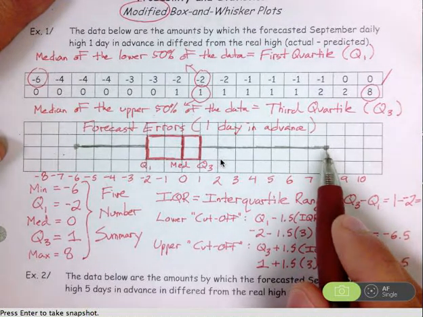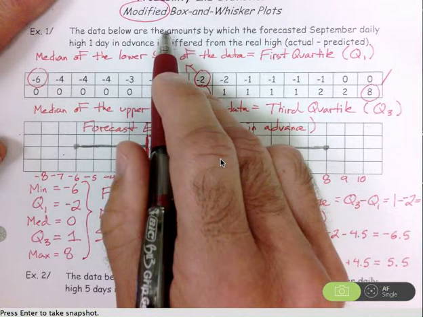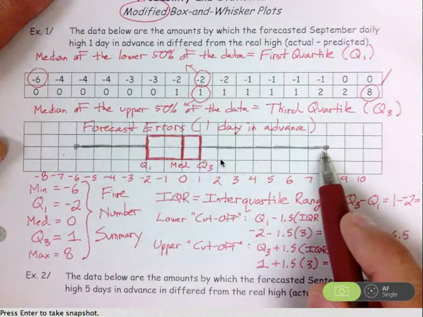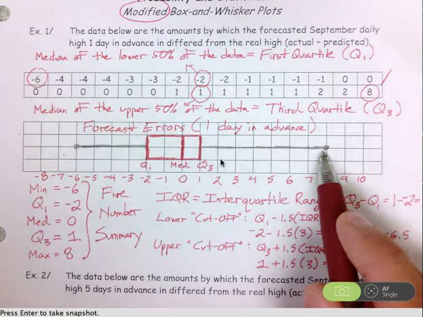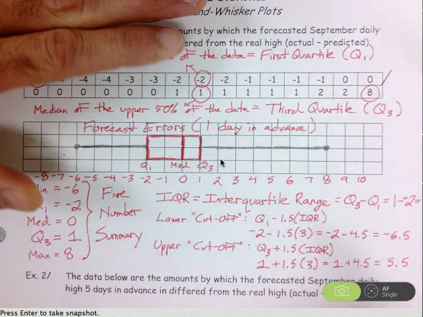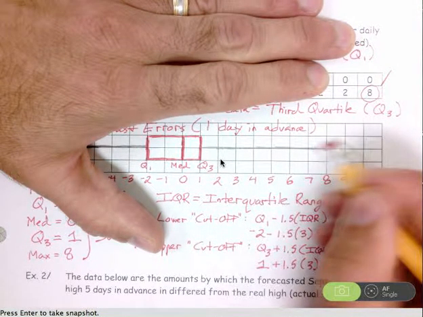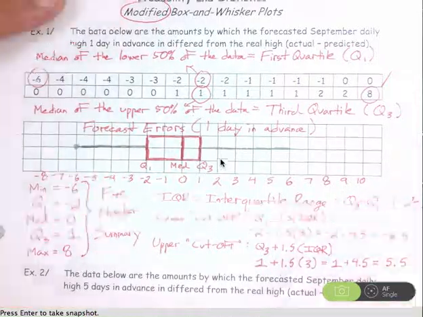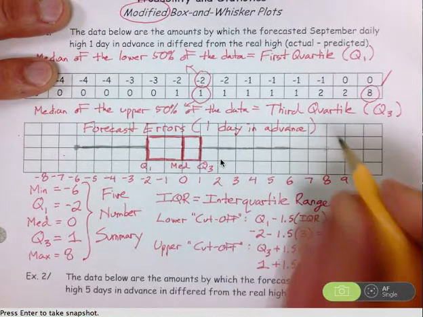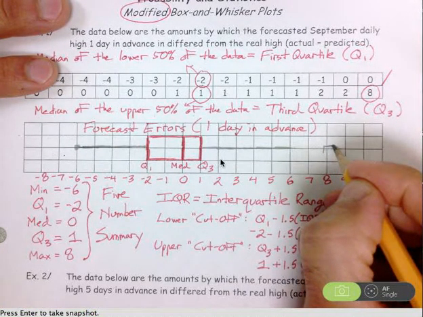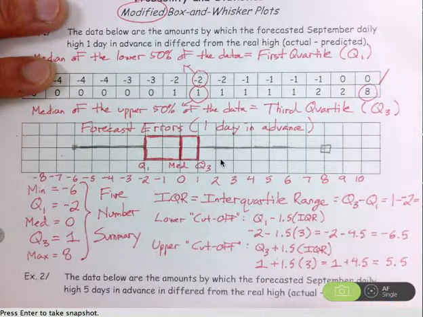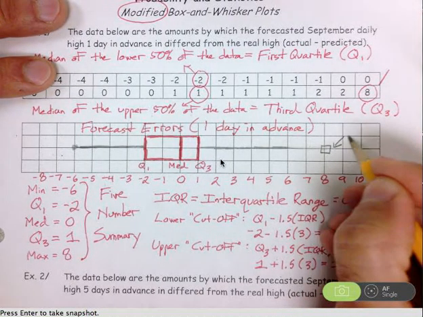So I need to modify, that's why it's called modified, I need to modify this box and whisker plot by indicating that that 8 is an outlier. This is why I put it in pencil. So to indicate that I have an outlier there, I'm going to go ahead and put a box there. This little box represents an outlier.